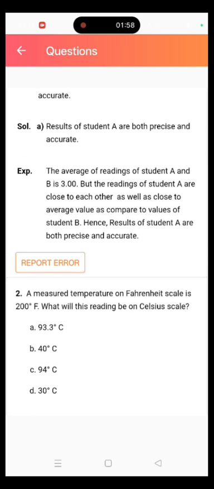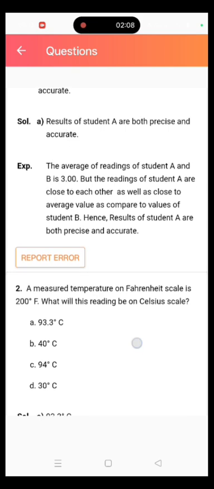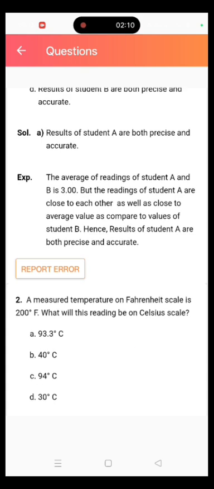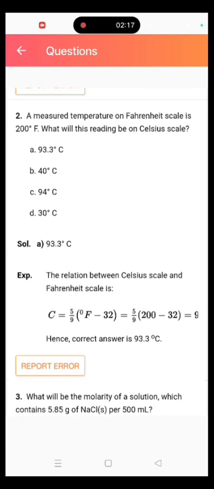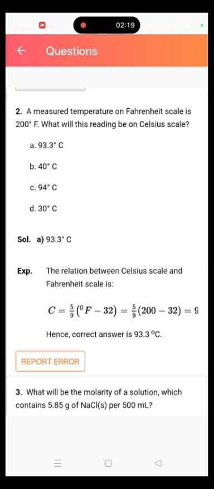Now, second question. A measured temperature on Fahrenheit scale is 200 degree Fahrenheit. What will the reading be on Celsius scale? 200 degree Fahrenheit, corresponding temperature in degrees Celsius. How to calculate? The relationship is, note down this equation: degree Celsius is equal to 5 by 9 into (degree Fahrenheit minus 32).